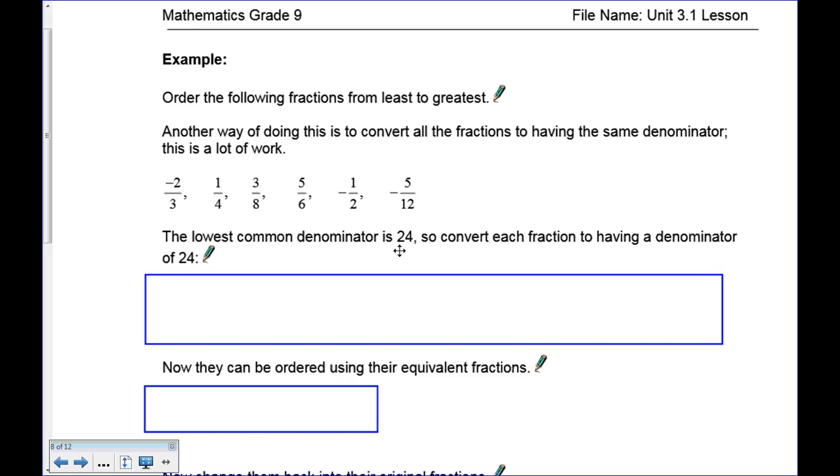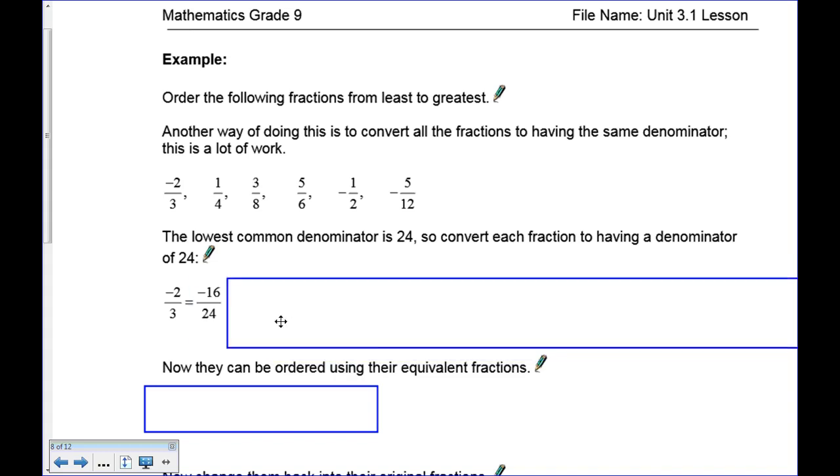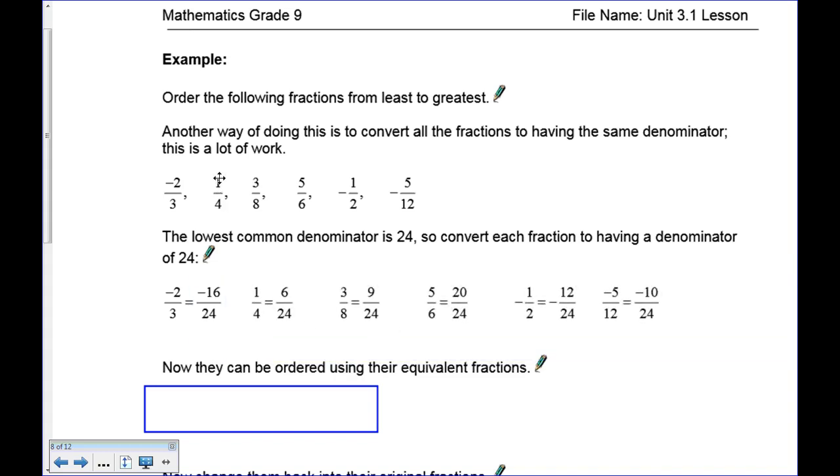Now, this lowest common denominator, I actually cooked these so that they'll all be 24 so the numbers wouldn't get so large. So 3 becomes 24 by multiplying by 8, so this becomes negative 16. All right, 1 over 4 becomes 6 over 24, and you can see they're all basically put into their fraction form. Now, since they're all in 24s, all I have to do is to place the numerators in order.